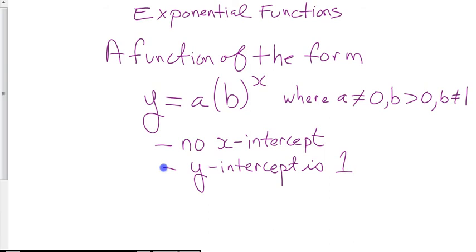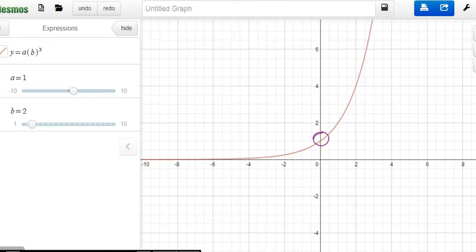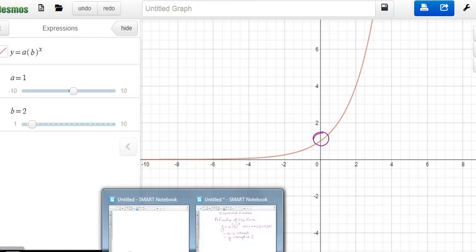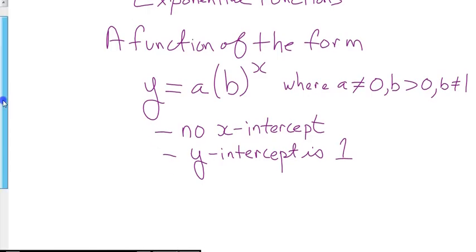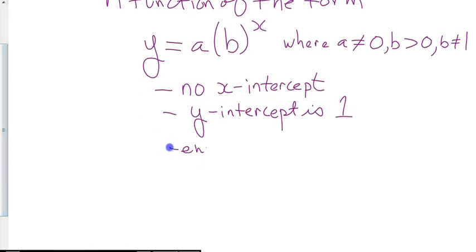The end behavior. So we talked about end behavior. What's the end behavior? It's going from where to where? Quadrant 2 to quadrant 1. And we're going to add something. I'm going to close this one. Okay, so the end behavior is quadrant 2 to quadrant 1.